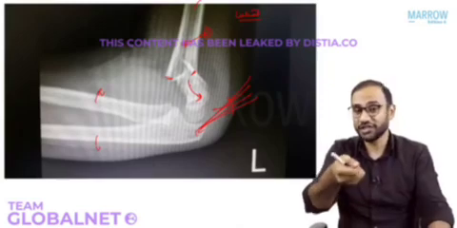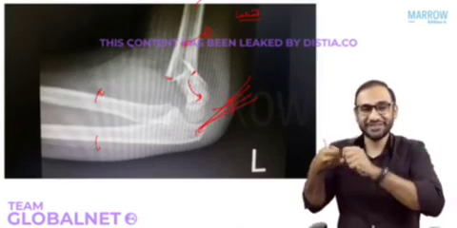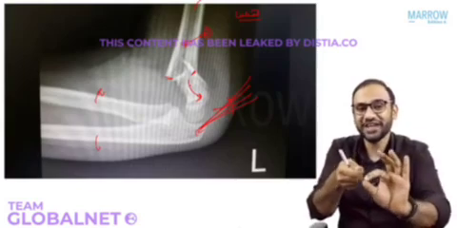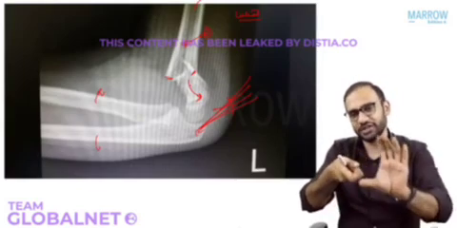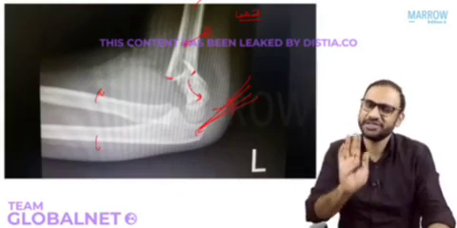And whenever you give traction, remember friends, you have to give counter traction. Otherwise, when you're giving traction, the patient will come towards you. You don't want the patient, you just want the fracture to be reduced. So whenever you give traction, you give counter traction. So traction, counter traction. I'll show you the images, everything will make sense.